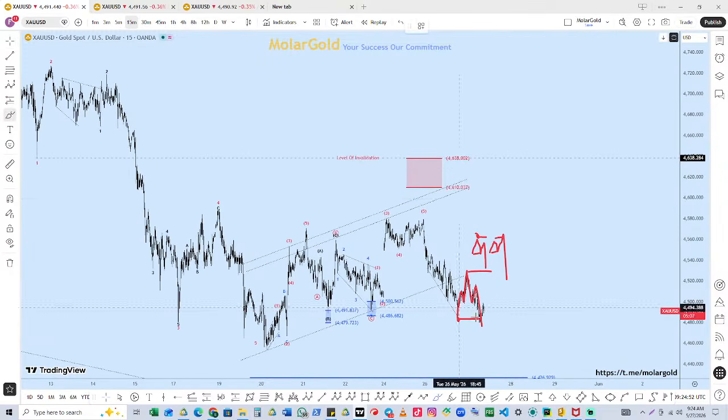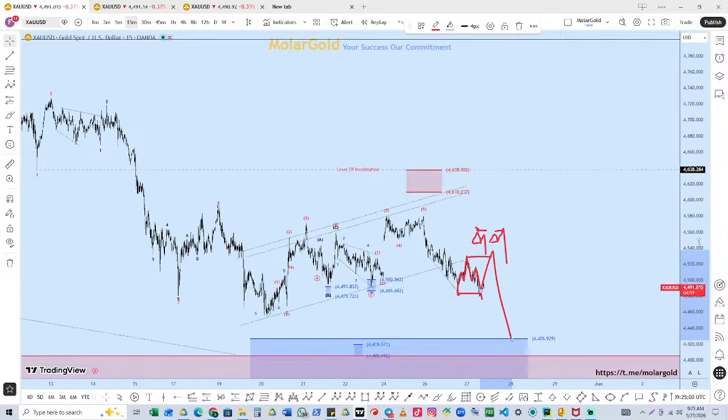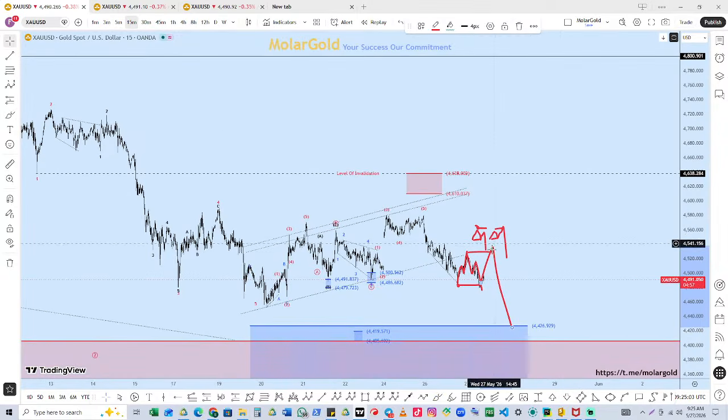Like I said, it may come here, and that is the perfect way. Once it comes here, we are going all the way into these levels. So you cannot miss this big move. It can go even way beyond these levels, because that is wave 3. Wave 3 is the most powerful wave. They move very, very fast.